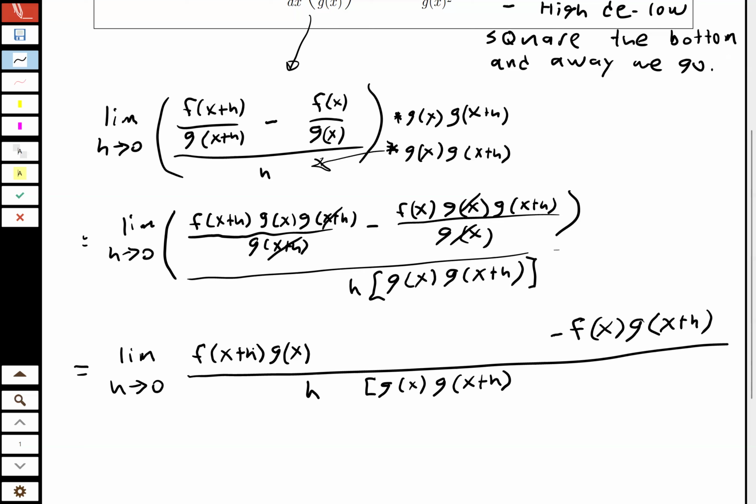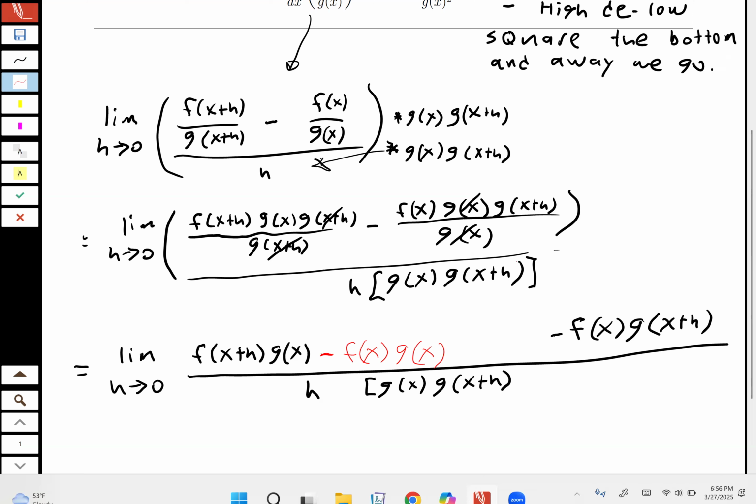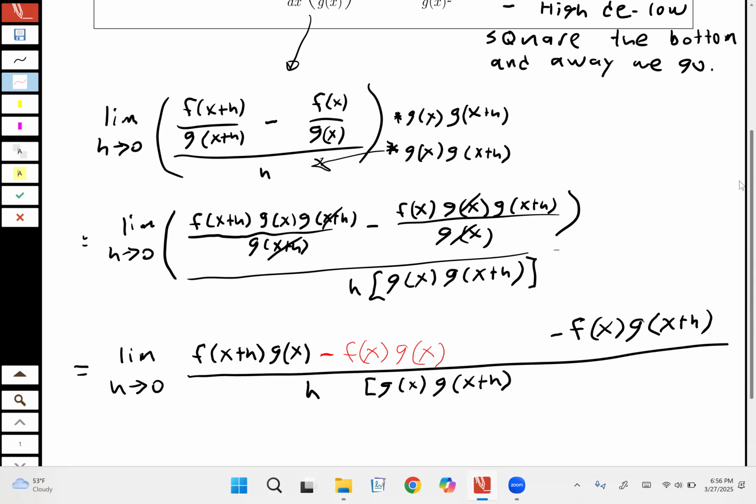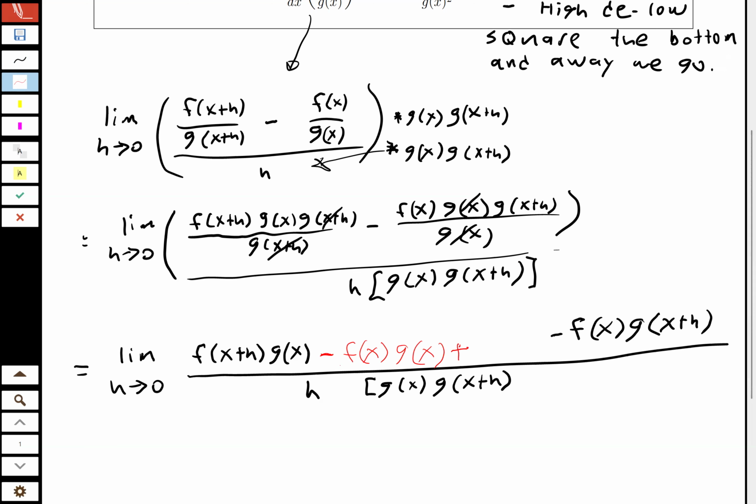F of x plus h kind of has a derivative flair to it. If I had f of x plus h minus, and I'm going to do this in red, minus f of x times g of x, then this f of x plus h minus this f of x feels like the derivative for f. Now I can't just subtract something randomly. I have to keep everything balanced. So if I were to randomly subtract in the center like this, I would have to add to counteract it.